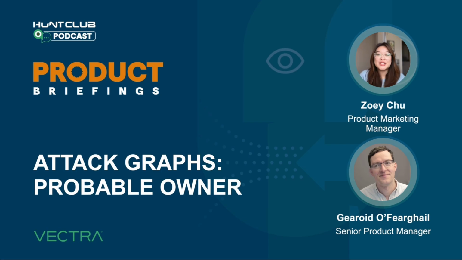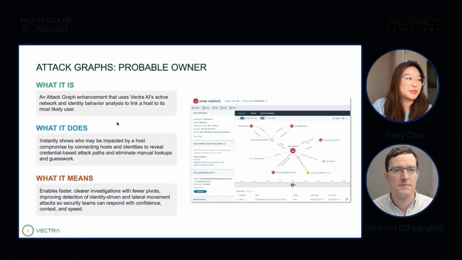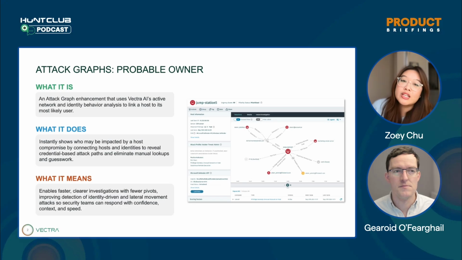Amazing. So we are going to be talking about an enhancement to one of our really great features called attack graphs. And this enhancement is called Probable Owner. We're going to talk a little bit about it, and then we're going to do a demo, which is going to be really fun. So Garrod, what is probable owner? What is it trying to achieve here?